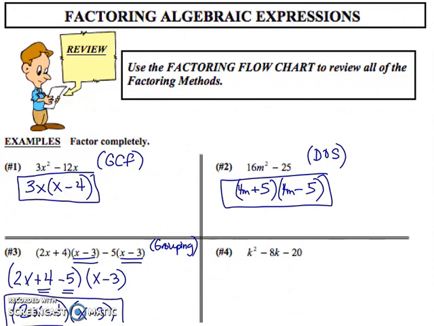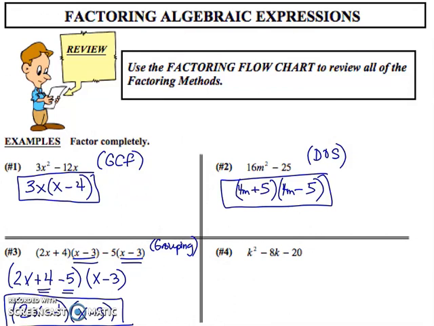Now, could you have FOILed out 2x plus 4 times x minus 3, distributed negative 5, and then taken your 4 terms and factored by grouping? Absolutely you could have, but that is the long way to solve this problem. As I like to say, that's going to Toma through Canada. This is getting to Toma via the interstate.